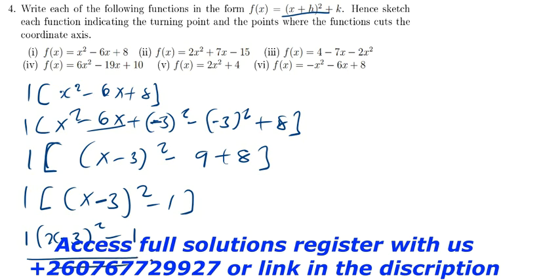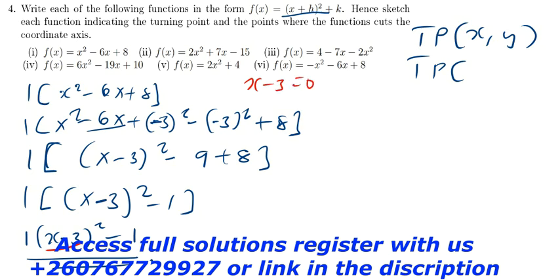After expressing it in the form of that, the next thing that we have to do is to find the turning point. Turning point, we have got x comma y. How do we find the x? To find the x, get what is in the brackets. x minus 3 is equal to 0, equate to 0. So x is equal to 3. So the x value is 3.